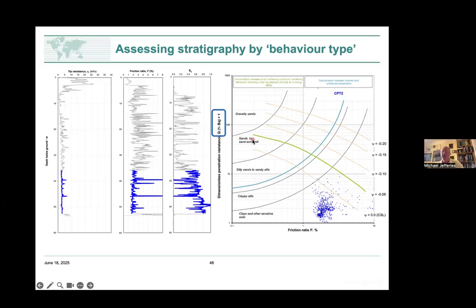And that green line on this particular chart represents the potential for flow slides. Any data that plots above that green line, you may get liquefaction in an earthquake, but it won't go very far. Down here, you've got a strong potential for a flow slide.